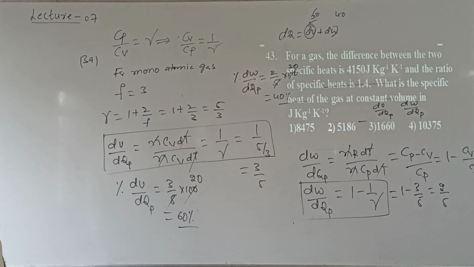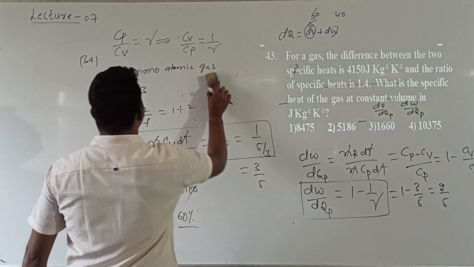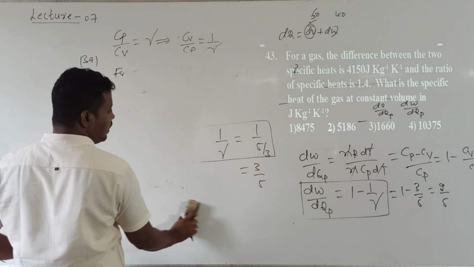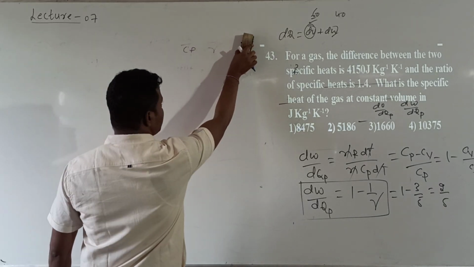Next, question number 43. Question 41 is also the same model, so that's why we will see question number 43. Still two more questions we will solve, 43 and 45. So what is question number 43?